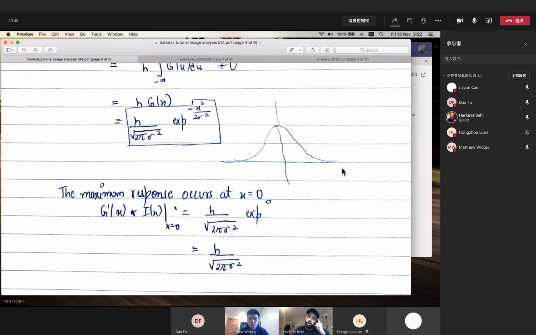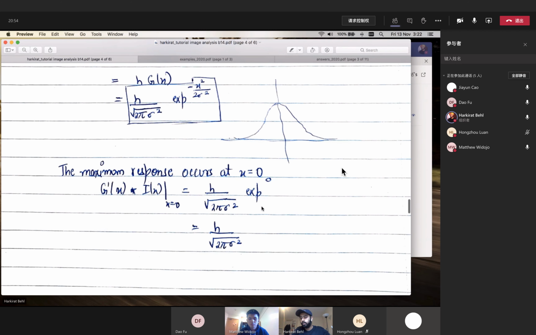How will we find this value? We'll just take the value of this function at x equals 0. So we put x equals 0 in this, and this is what we get. Exponential of 0 is 1. So the final term becomes h upon under root 2 pi sigma square. So this is the maximum response that we get out of this function.